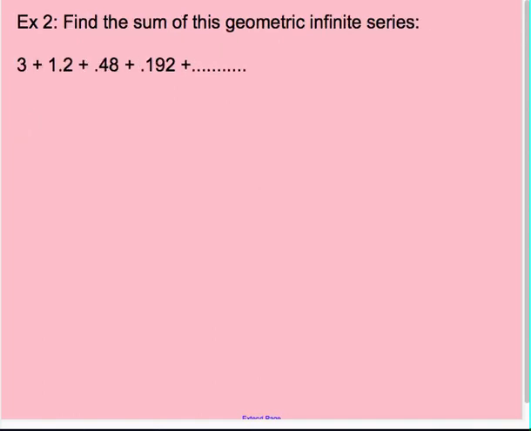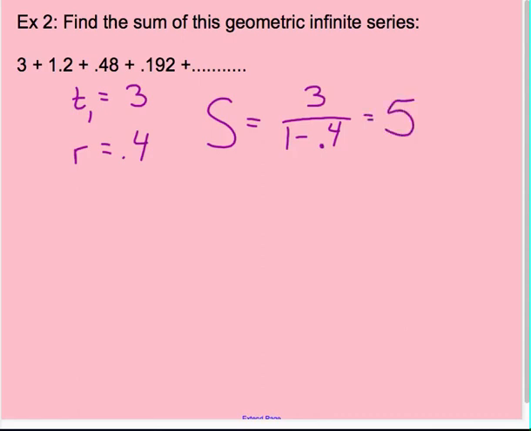So to find the sum of the infinite geometric series, we need two pieces of information. We need the first term, which in our case is 3, and we need the common ratio. So 1.2 divided by 3, I think would give us 1/4. Let me double check that. Nope, 4/10, 0.4. So our common ratio is 4/10. So then when we find the sum of the entire series, we take the first term divided by 1 minus the common ratio. So 3 divided by 6/10 would give us a sum of 5.